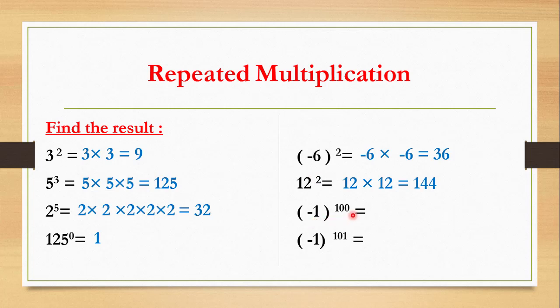Negative 1 to the power 100: any negative number to an even power will be a positive number, so 1. Negative 1 to the power 101: this is a negative number raised to an odd power, so the result will be negative, so negative 1. So any negative number raised to an even power, the result will be positive. A negative number raised to an odd power, the result will be negative.